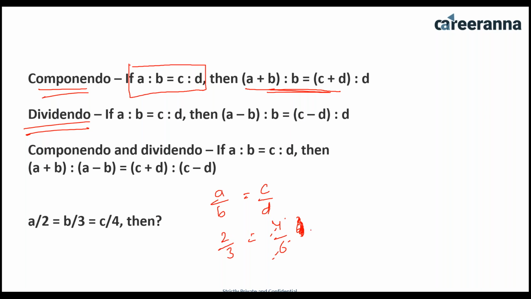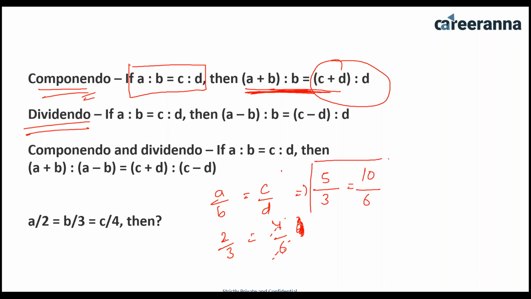Right? So now I apply componendo. Let us see. What does this mean? As per this, A plus B. What is A? A plus B is 5, right? Divided by 3 equals to. So this term should be equal to 5 by 3. Yes. So 6 plus 4, that is C plus D. It is 10 divided by 6. Is it true, guys? 5 by 3 equals 10 by 6. Say yes, no. I proved it. Cool. So this is componendo.